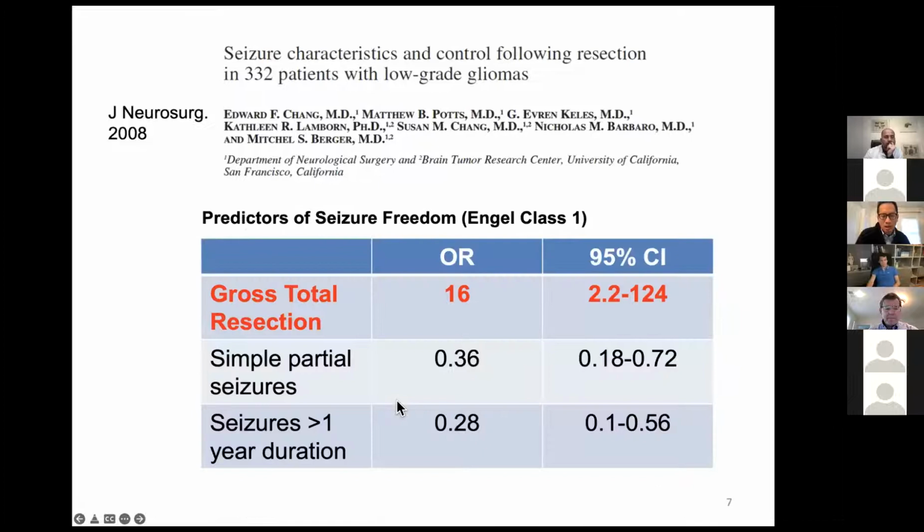And when we look at some of the numbers, these are 3 particular factors from a multivariate analysis that predicts seizure freedom. But you see that the extent of resection is extremely important in terms of obtaining seizure control outcomes, the odds ratio of 16. So a patient was 16 times more likely to have seizure control with a gross total resection on imaging compared to a subtotal resection, where some of the other variables were important, but not nearly as important.